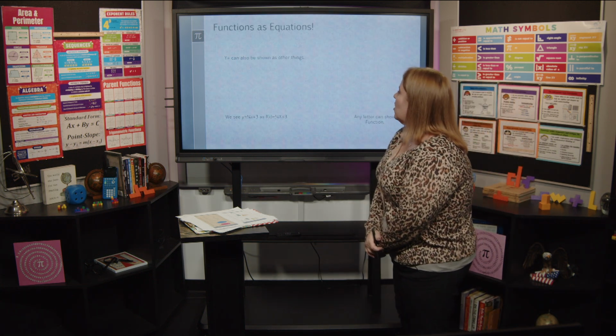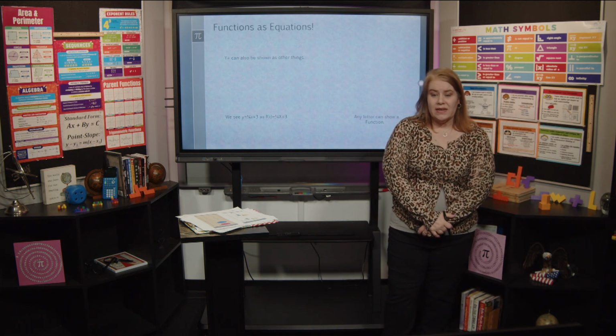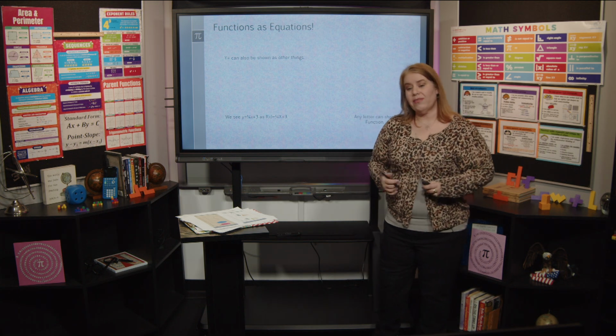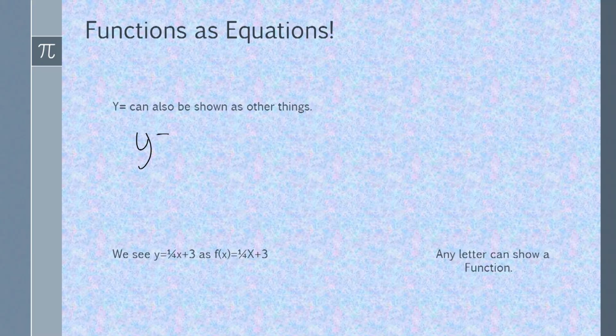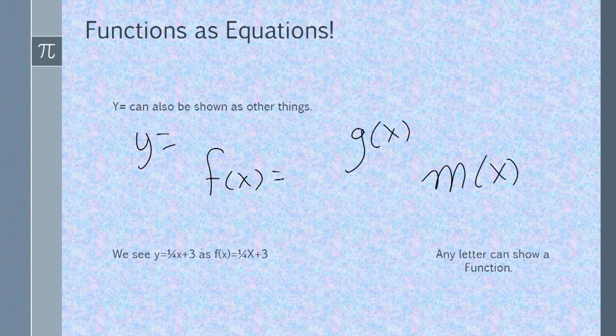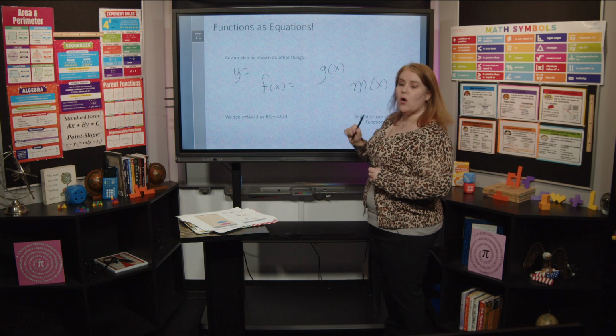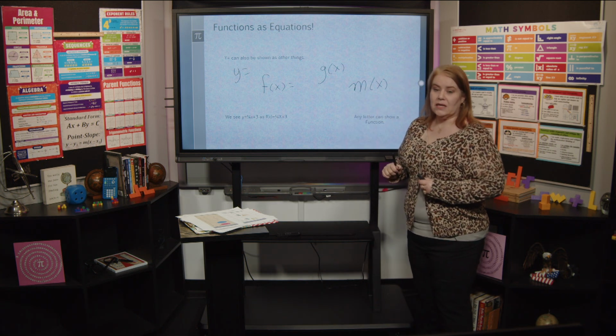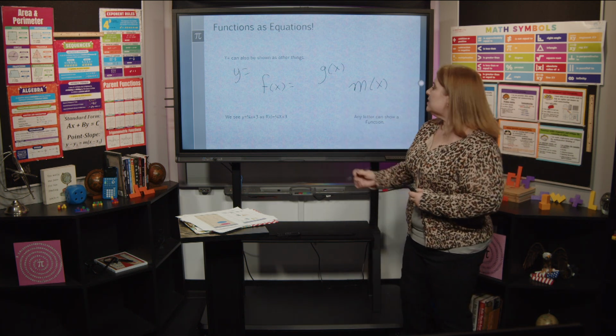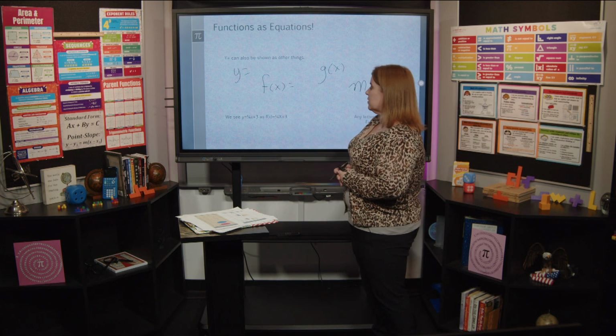Functions as equations. We're going to see y equals to show that it's a function, but we may also see other things. My y equals is the same as saying f of x, or maybe g of x, and sometimes you may even see m of x. It's just telling you what your rule is, what your function is. I may be talking about forest trees or growth or maybe maturing rate. It depends on what you're talking about. It depends on what you will see as that y equals.